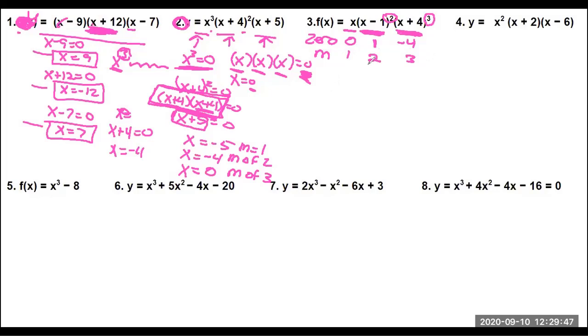This first one had a multiplicity of 1. The second one had a multiplicity of 2. And the third one had a multiplicity of 3.